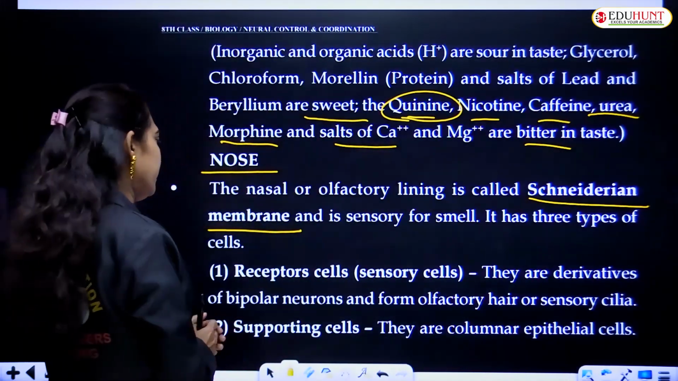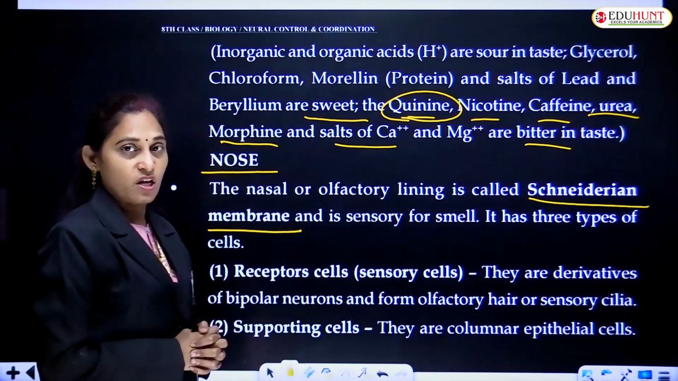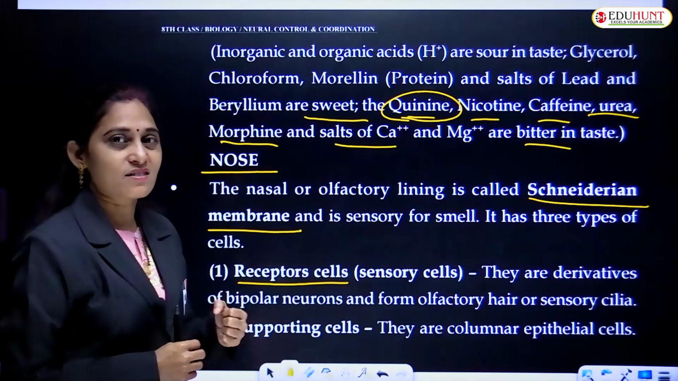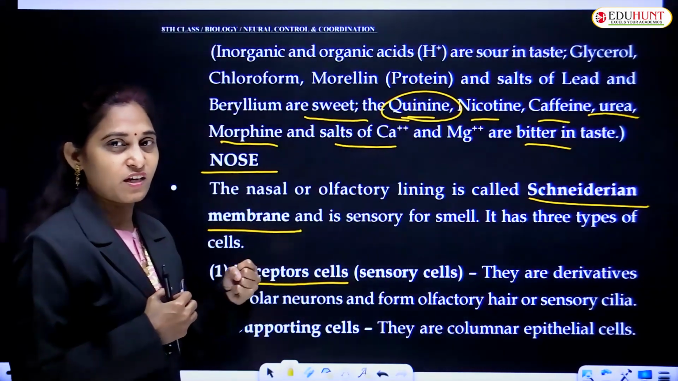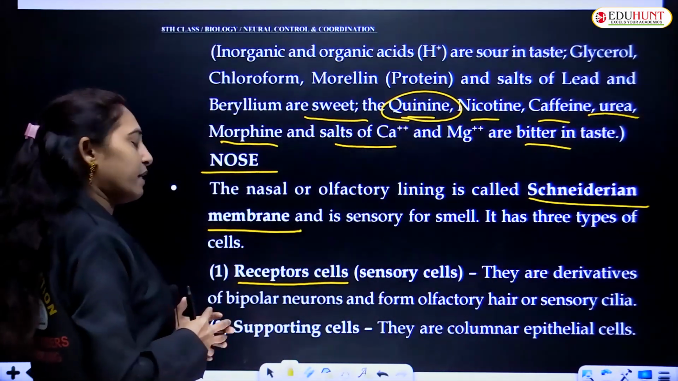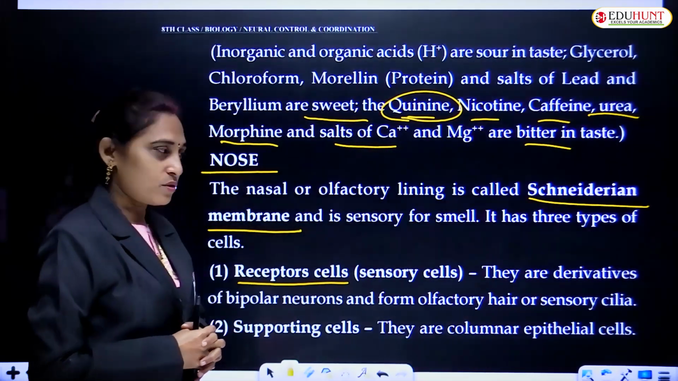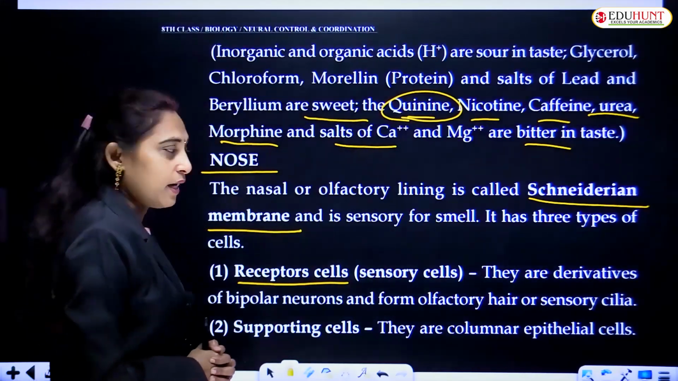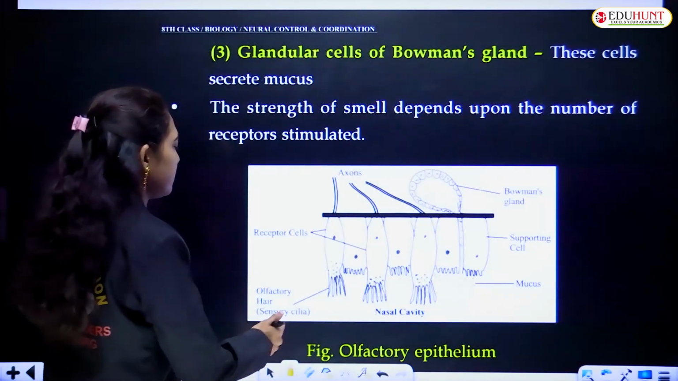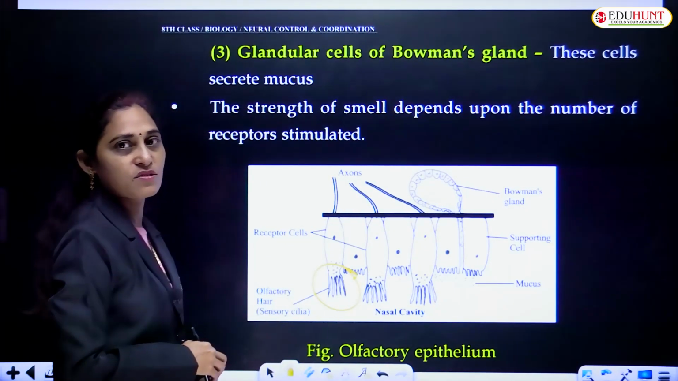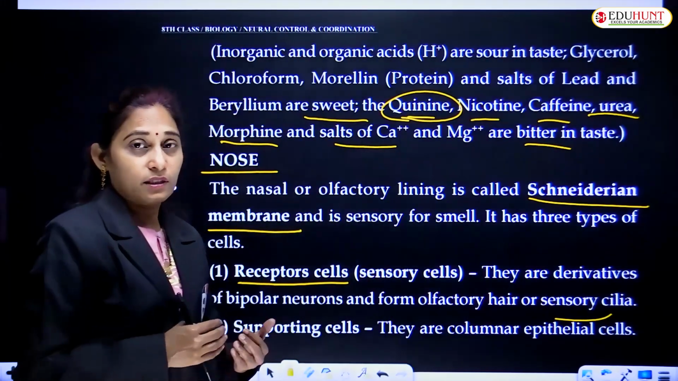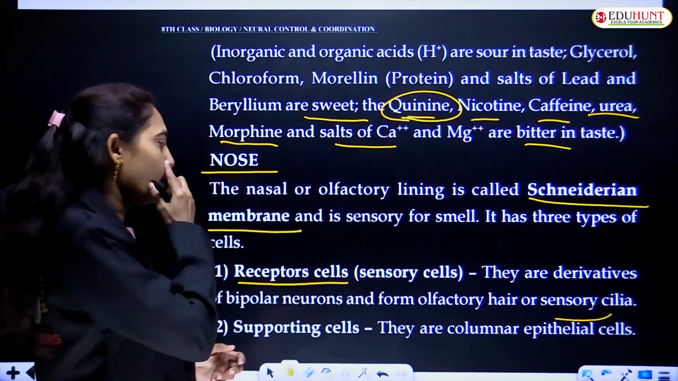And it has 3 different types of cells. We call them receptor cells. Receptor cells are the sensory cells. Receptors, they receive the signals, they receive the stimuli. They are derivatives of bipolar neurons and form olfactory hairs or sensory cilia. I'll show you where they are. Yes, these are the olfactory hairs or sensory cilia. These are the derivatives of the bipolar neurons.